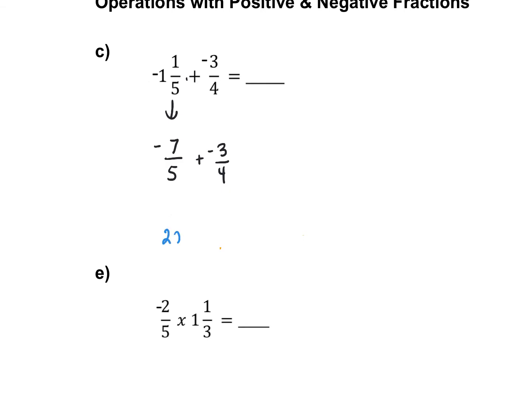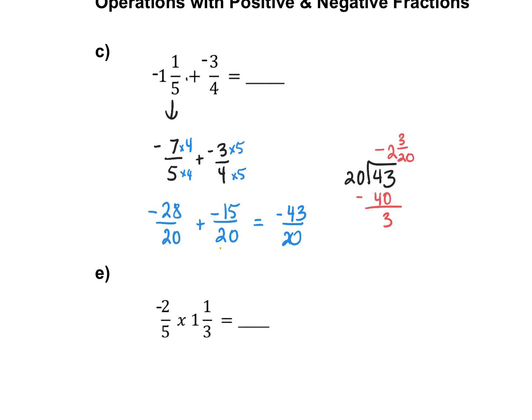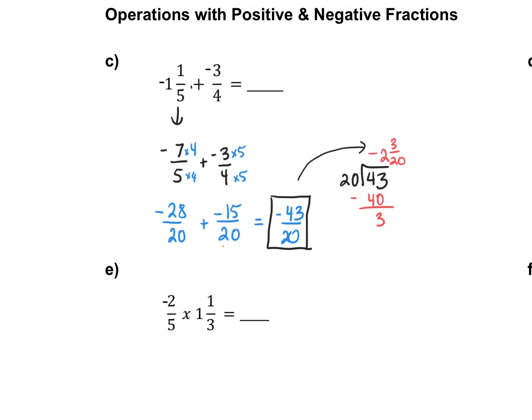I'm going to make my common denominator of 20. Remember, I multiply the top and the bottom, both to make that common denominator. And I'm going to do the same over here. Now, a negative and a negative is going to give me a bigger negative. So you could have left your answer as -43/20, or made it into a mixed number here of -2 and 3/20.